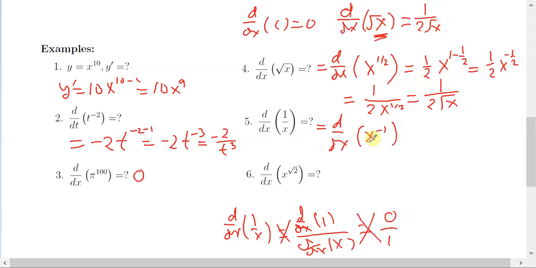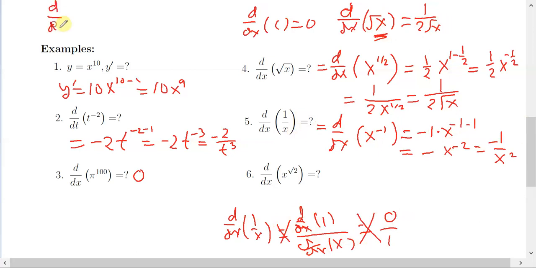Once I get it out of the denominator and I'm looking at just x to a power, then I get -1 x to the -1 minus 1. That's what the rule said to do. But that's going to be minus x to the -2. And since I didn't start with a negative exponent, I'm going to go ahead and put that in the denominator, and my answer is -1/x squared.